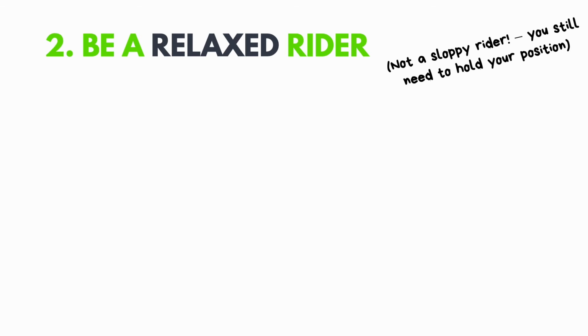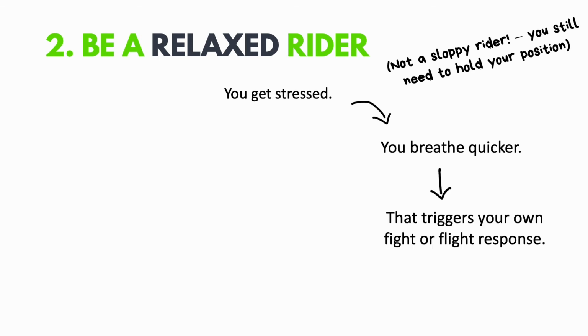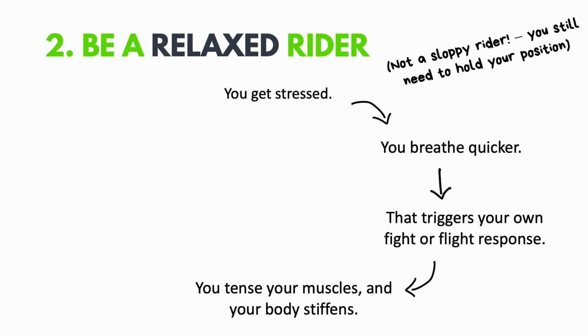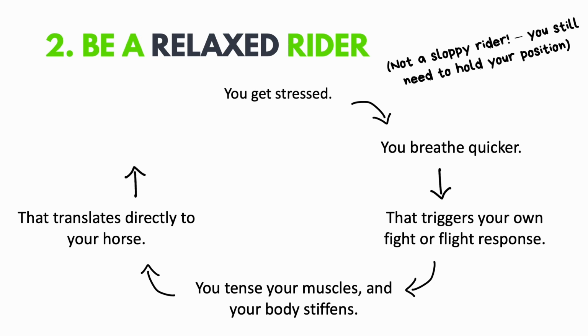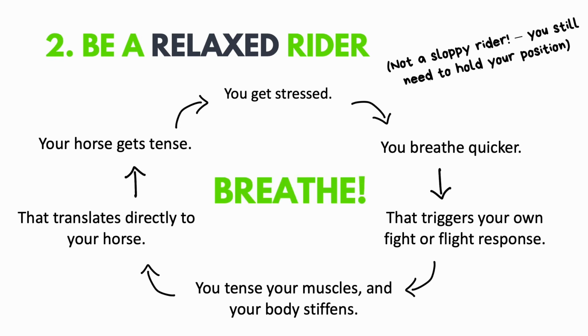So take a look at this vicious circle. If you get stressed, then you will tend to breathe quicker. This then triggers your own fight or flight response. You then tense your muscles and your body stiffens. This translates directly into your horse. Your horse then gets tense, you then start to breathe quicker, and so on and so forth, around and around it goes. So when you feel yourself in this vicious cycle, just remember to breathe.